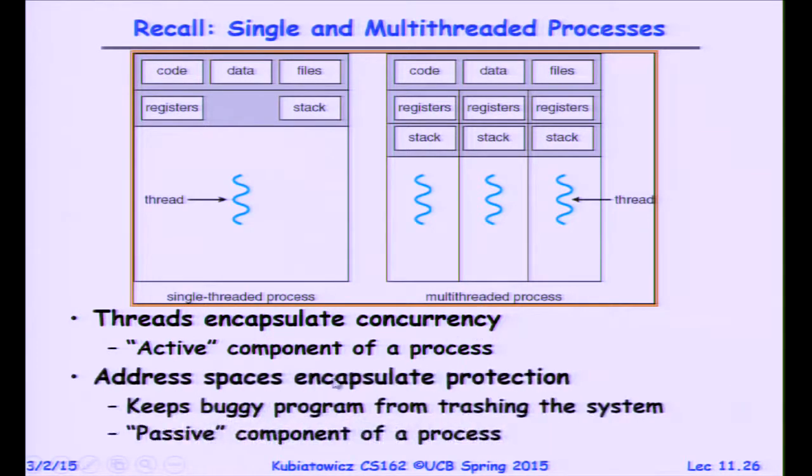And more importantly, however, the address spaces encapsulate the protection aspect. And if you notice here, the address space is this box around the whole thing, and in a single thread process, the address space is shared by only one thread, and in the multi-thread, it's shared by multiple threads. But the key thing is that we're somehow going to draw a box around each process and make sure that it doesn't interfere with other processes. And it's now time to really push on how that works in more detail.